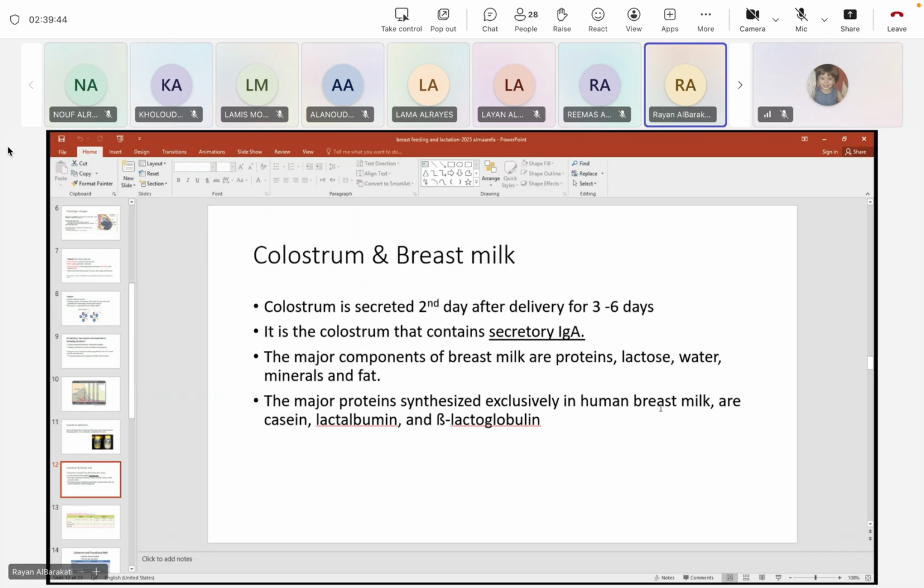So goat milk is much better than the cow milk. Unfortunately, it is more expensive, but you have to know. However, what is exclusively in the human breast milk are casein, lactoalbumin, and beta-lactoglobulin.